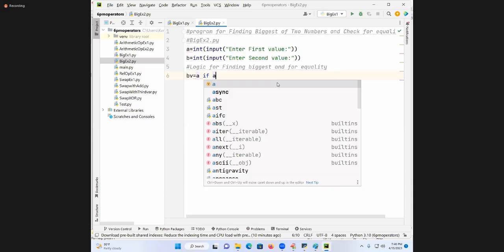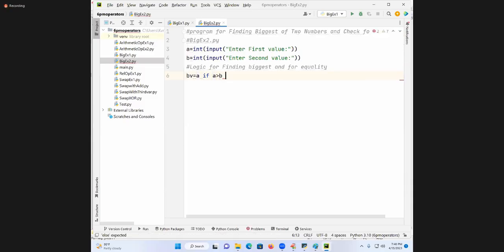In which case? A greater than B case. Else, I will write it, but first this should be understood. A, if A greater than B, else. In else, what will happen?